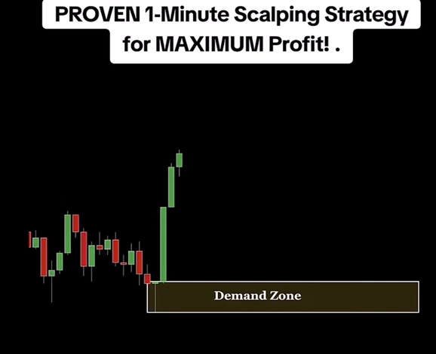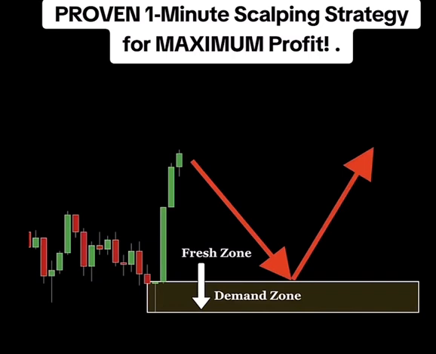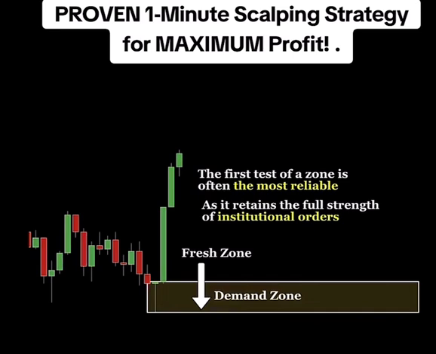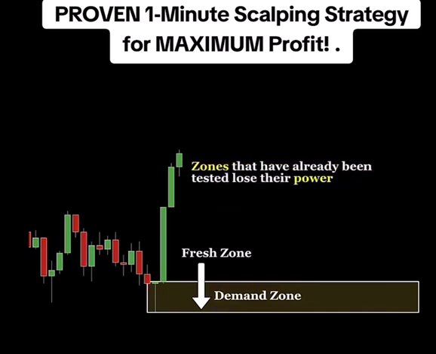Next, let's check the freshness of the zone. This demand zone has never been tested before, making it fresh and more likely to produce a strong reaction when the price returns to it. Remember, the first test of a zone is often the most reliable, as it retains the full strength of institutional orders. Zones that have already been tested lose their power and are better avoided.